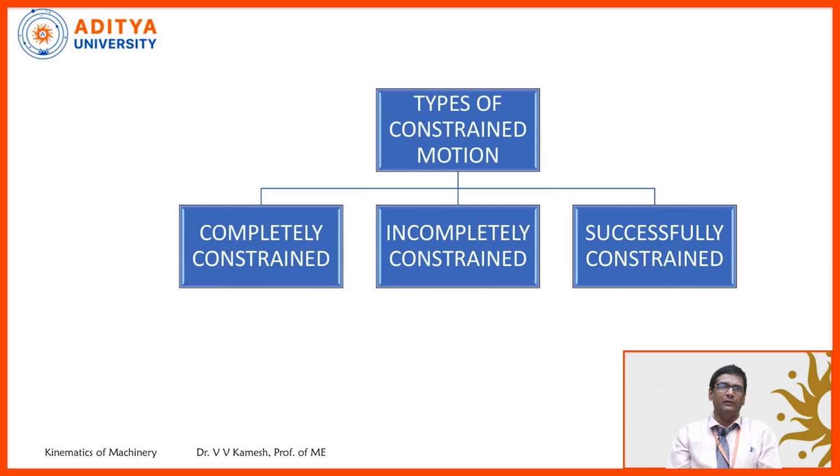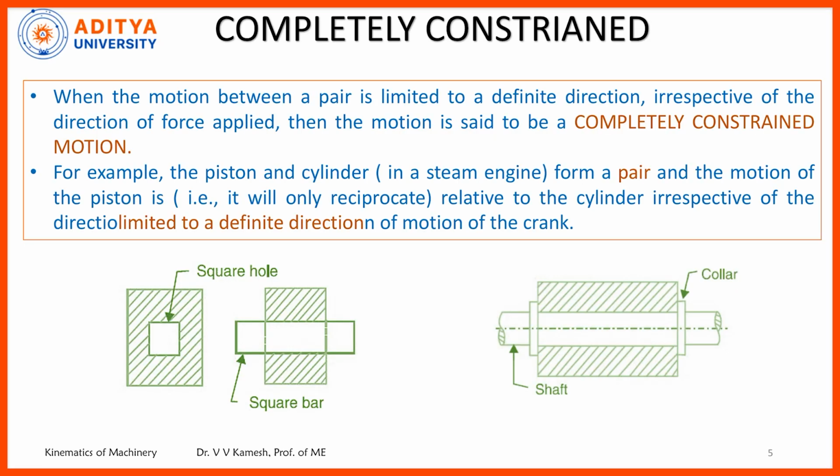But what about the middle, incompletely constrained? So it is not acceptable, right? So now we will see one by one. Now you can see this completely constrained, that means 100%. When the motion between a pair is limited to a definite direction irrespective of the direction of the force applied, then the motion is said to be a completely constrained motion.